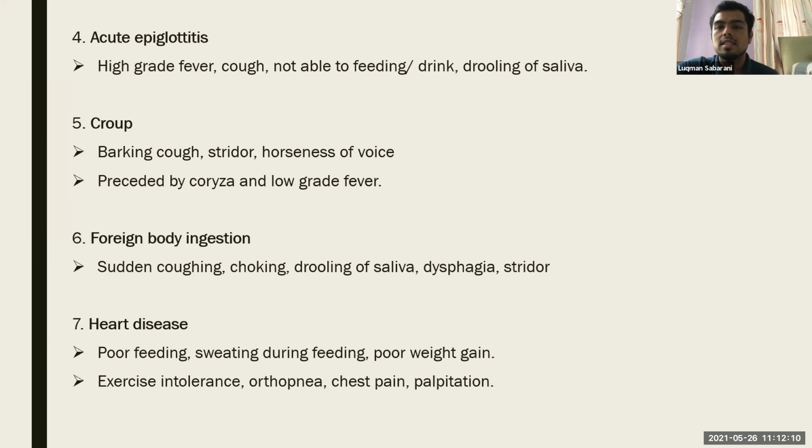Other than respiratory causes, we also need to rule out other systemic causes. For example, in heart disease such as heart failure, the patient can have poor feeding, sweating during feeding, and also poor weight gain. Children can also present with exercise intolerance, orthopnea, chest pain, and also palpitation.